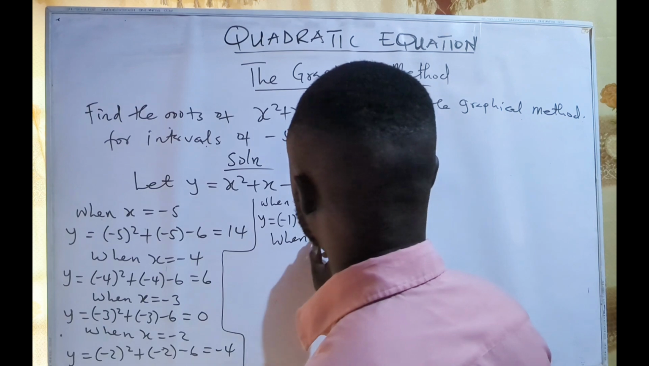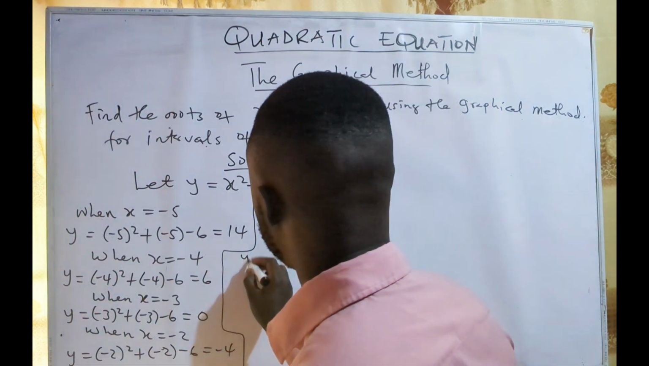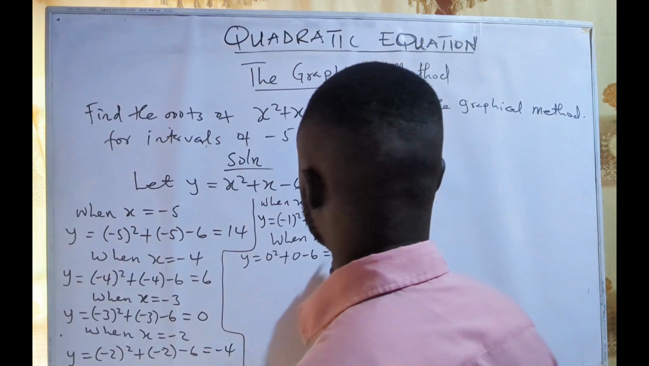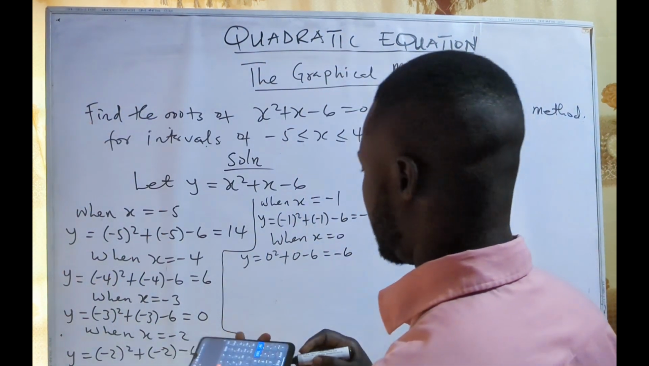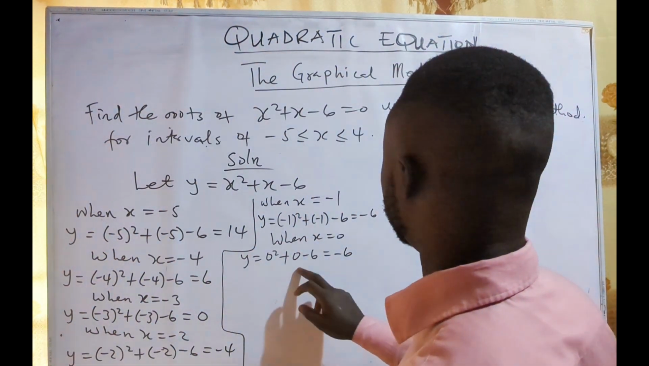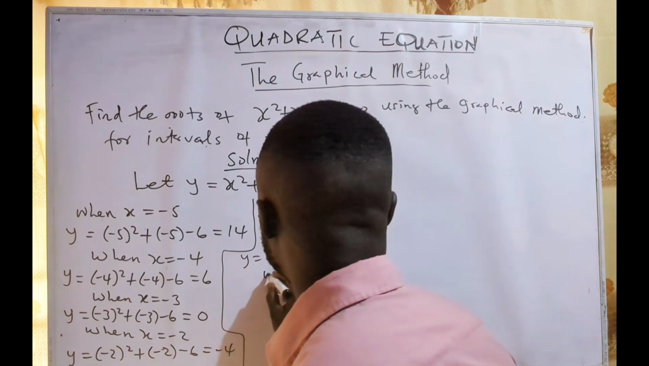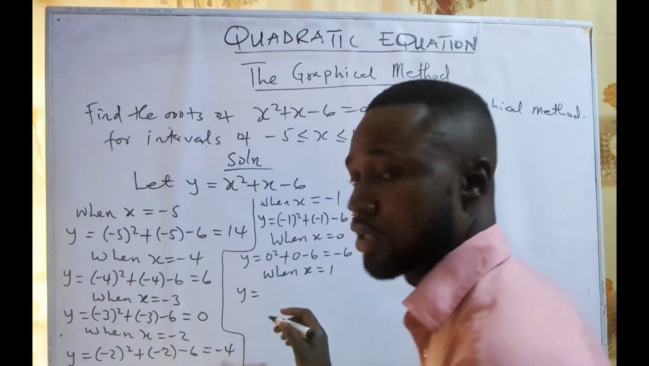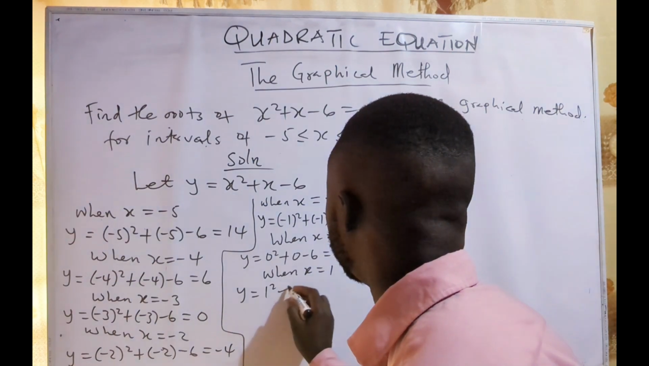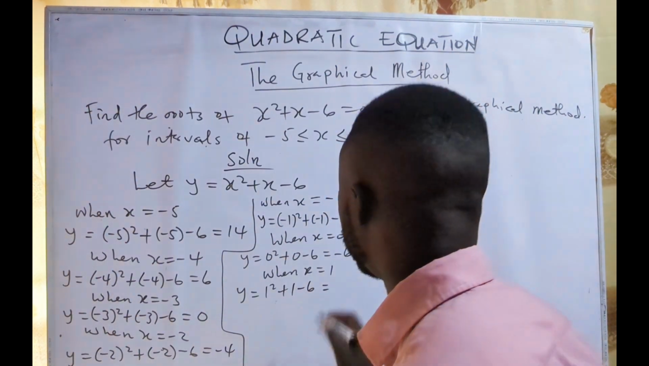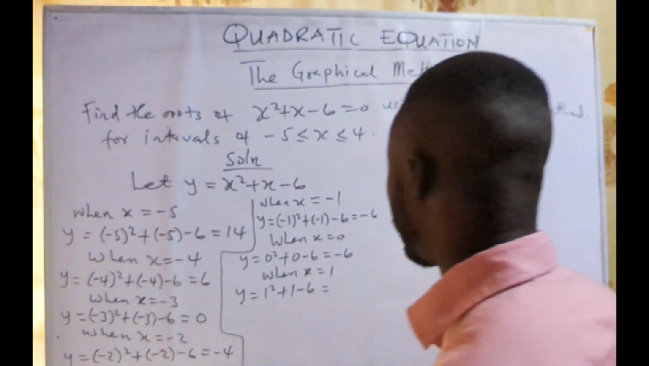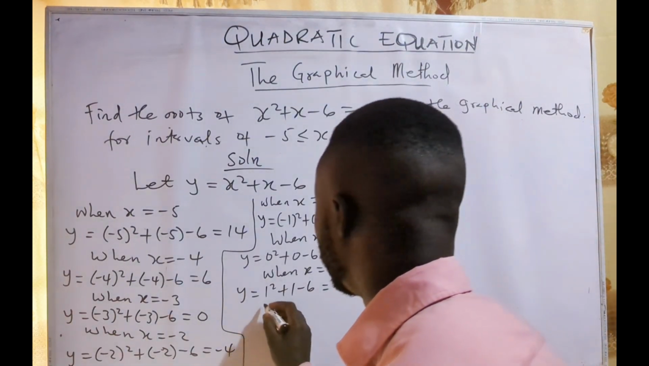And when x is equal to 0, then our y will be equal to 0 squared plus 0 minus 6, and that will be -6. So this is 0, -6. And when x is equal to 1, y will be equal to what? 1 squared plus 1 minus 6. And 1 squared is 1, plus 1 is 2, 2 minus 6 will give a -4.